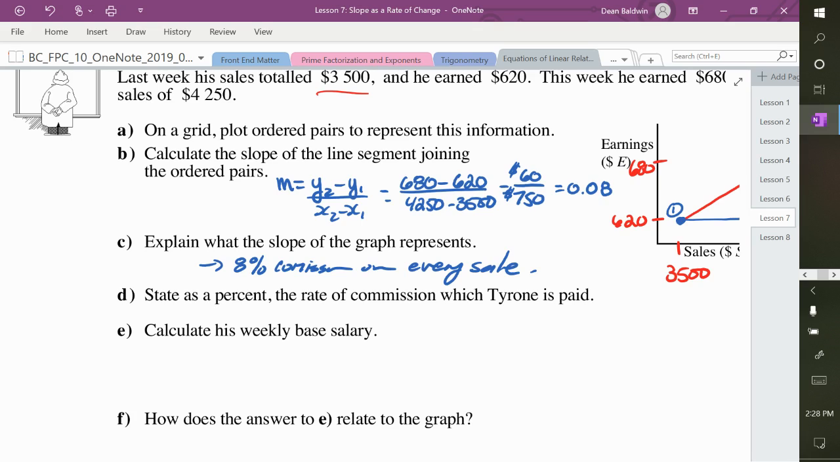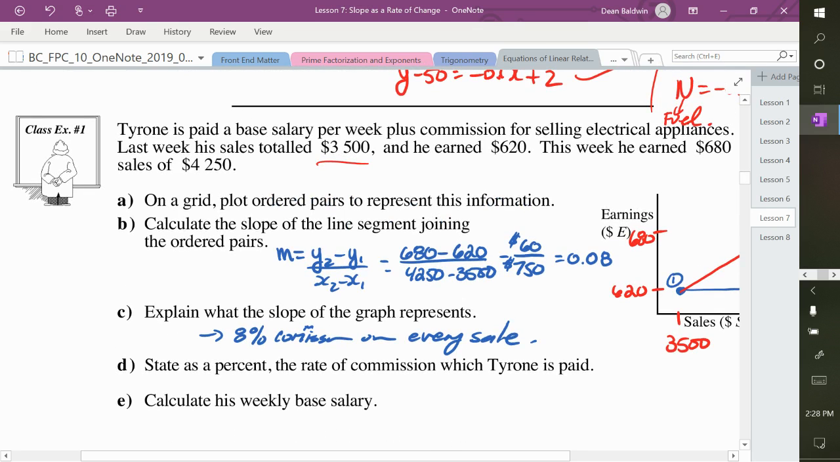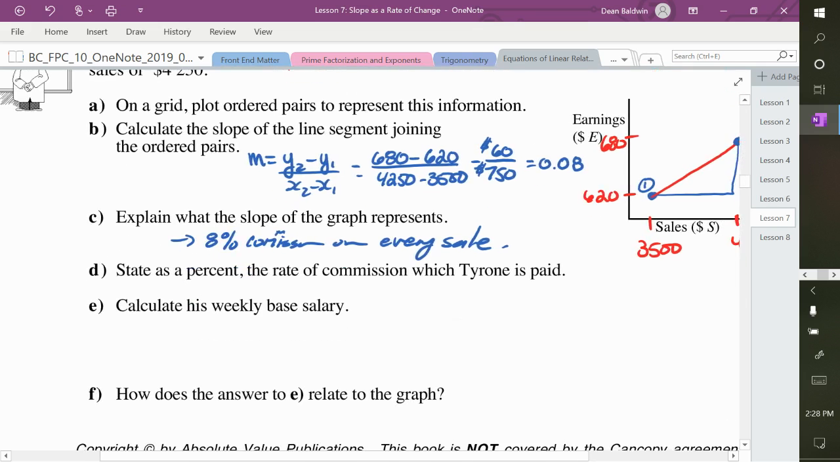There should be a second M. So the slope of the line is his commission rate. He gets 8%, which is, I just answered D, 8%. There we go. Okay.